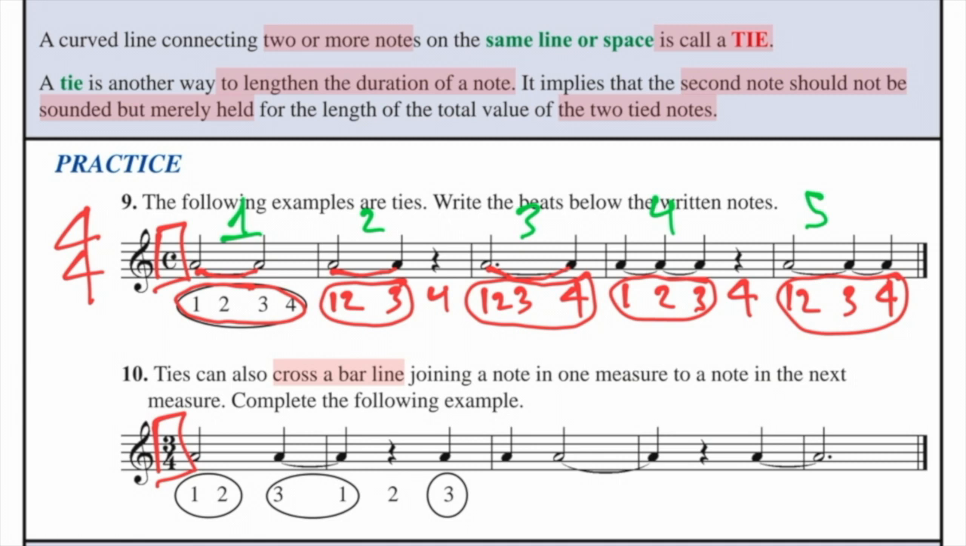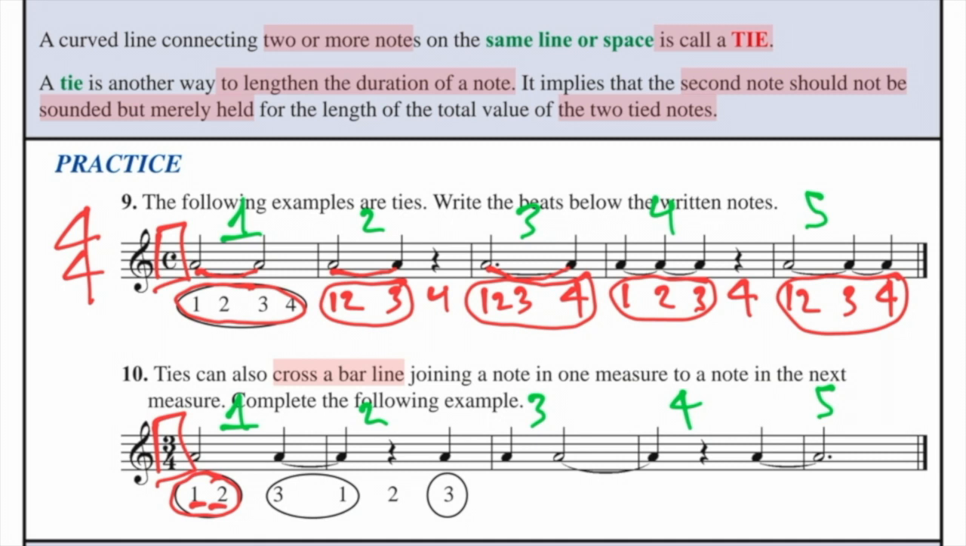Next, we want to identify each measure: measure number 1, measure number 2, measure number 3, measure number 4, and measure number 5. Now we want to count out each measure. The first 2 measures have already been done for us, but let's walk through it. We have a half note which receives 2 beats, therefore 1 circle.